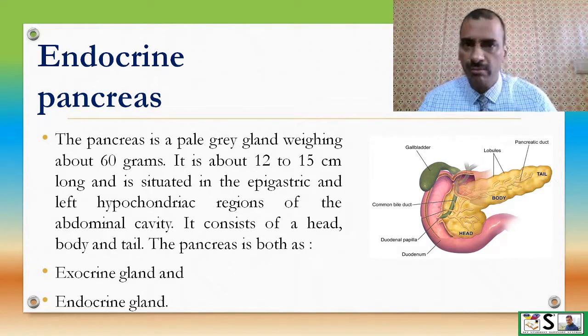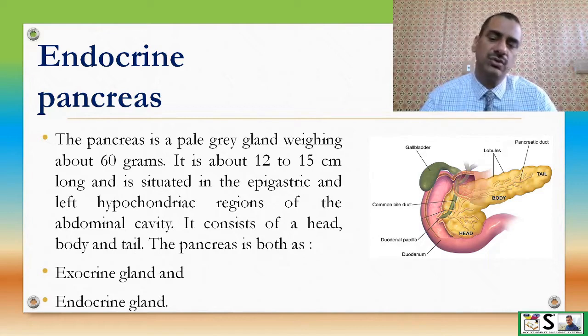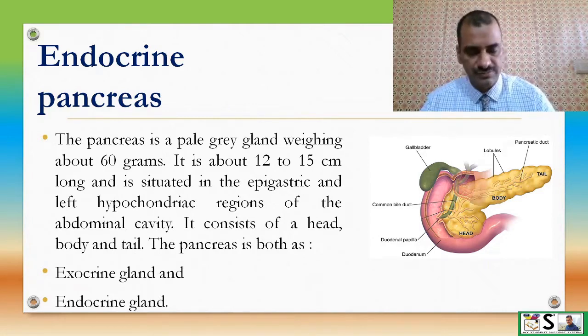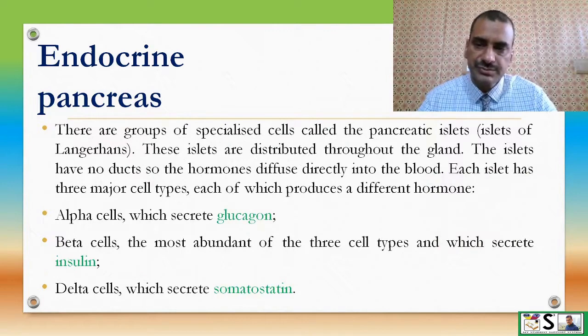Pancreas has both an endocrine gland system and an exocrine gland system. The exocrine part we have already discussed in the digestive system part 4 lecture. Here we will discuss the endocrine part of this pancreas.